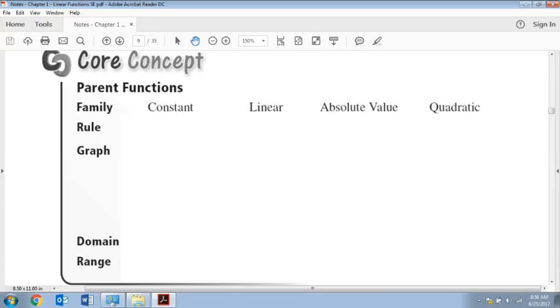A constant function would be something like f of x. Since we're talking about functions, we're going to use function notation. Remember, f of x is equivalent to saying y. It's the same idea, so just go with it, but it's considered function notation. In this case, f of x equals a certain number, 1. There's really only one variable: x equals 1, or y equals 1. But the parent function is f of x equals 1.